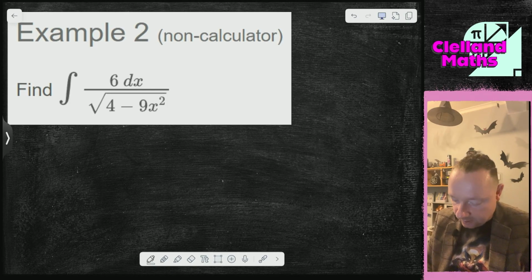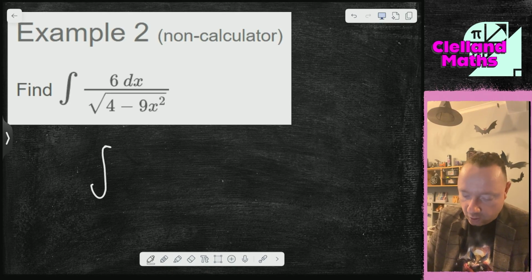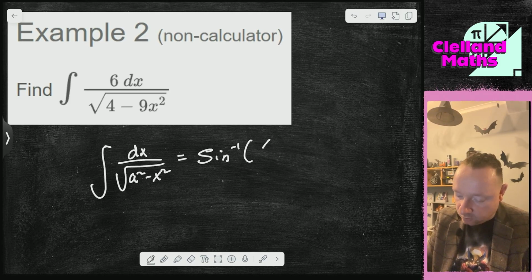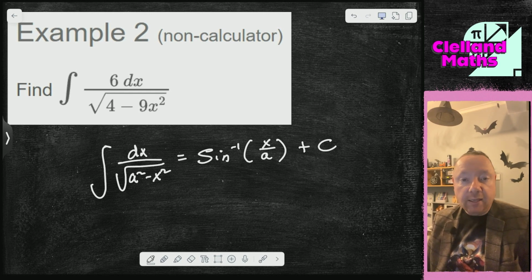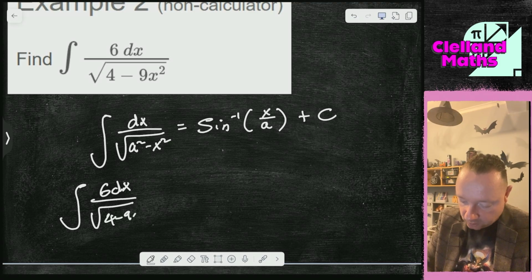In this case, it is a standard integral. The standard integral at the start of the exam paper is the integral of dx over the square root of a squared minus x squared, which gives you the inverse sine of x over a plus c. So I just need to identify that for my integral. So my integral is the integral of 6 dx over the square root of 4 minus 9x squared.